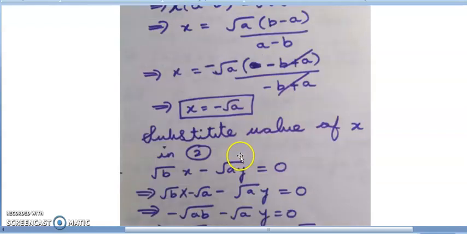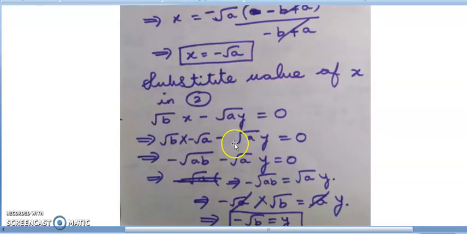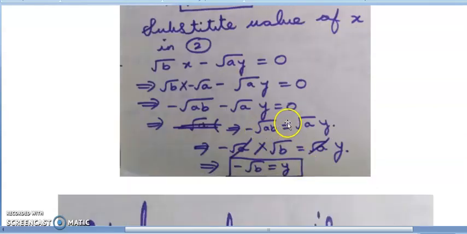Now this value of x, again I'll substitute in any one equation, that is here I'm substituting in second equation. So b into minus root a y is equal to 0. Root a into root b is root ab, so minus root ab minus root a y is equal to 0. Minus root ab is equal to minus root a, if it goes outside becomes plus root a into y. So root a and root a will get cancelled here, so minus root b is equal to y.